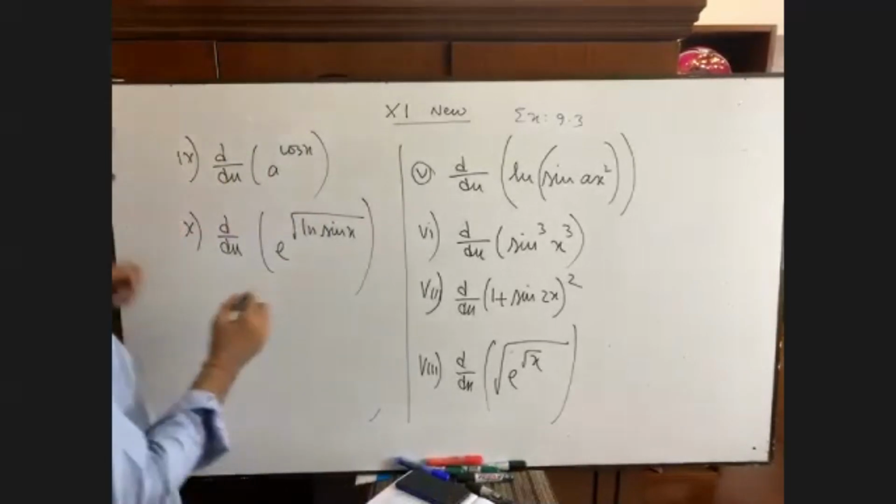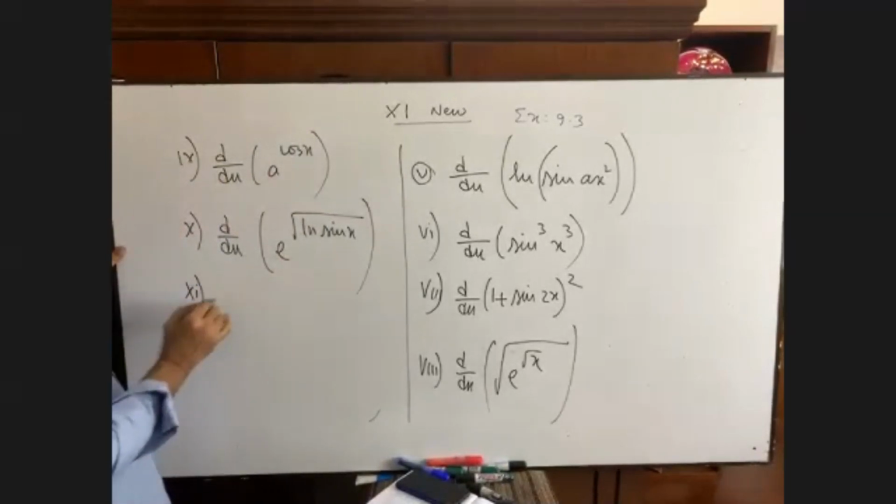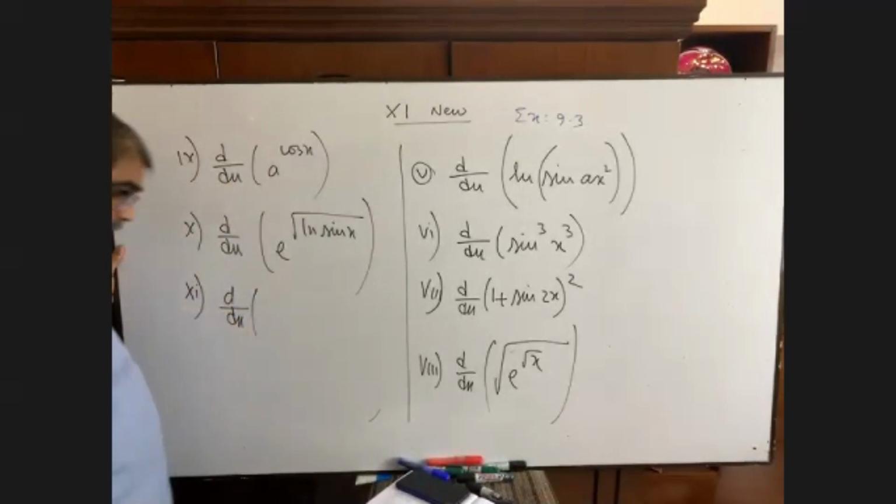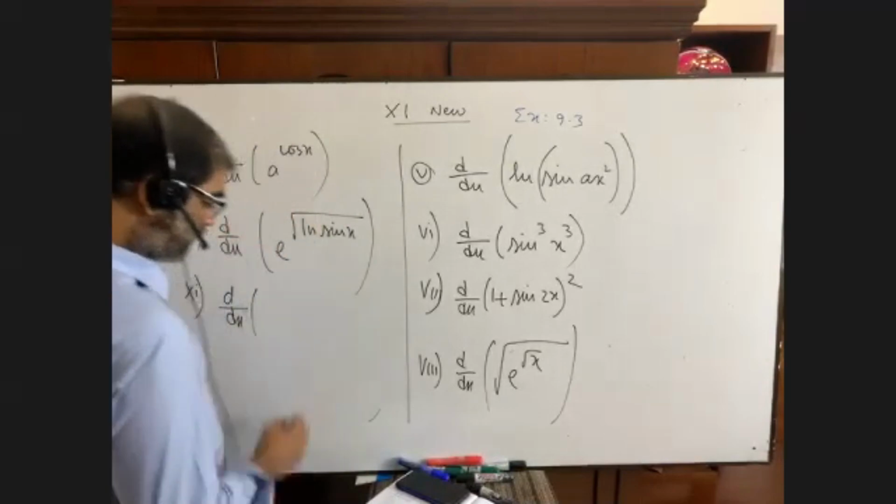Number 11, d by dx of root over x square minus a square.